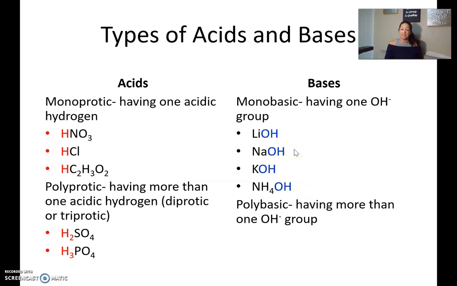A polybasic is going to have more than one. So magnesium hydroxide, you can also call that dibasic. Calcium hydroxide, you could call that dibasic. And then you have aluminum hydroxide, tribasic, meaning that it has three hydroxide ions.